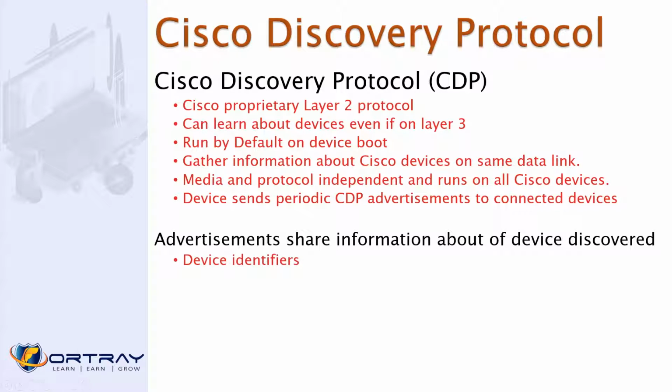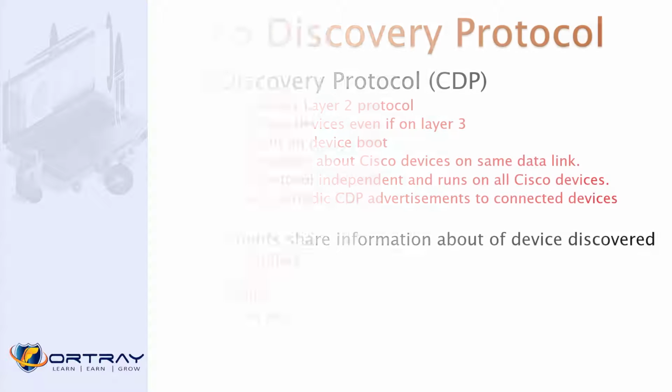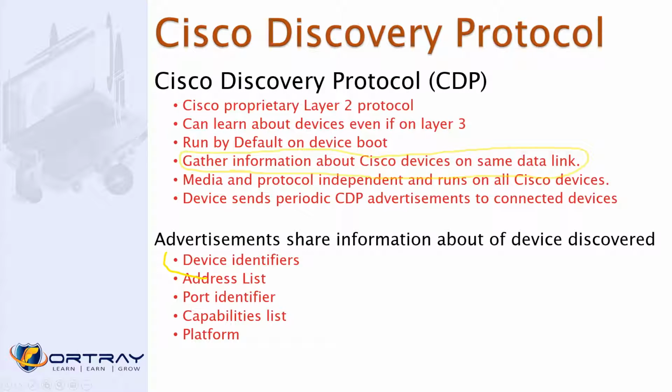The advertisement shares information. So what kind of information do we actually discover from the neighboring devices? Device identifier, address list, port identifier, capability list, and platform. These are all the information it discovers from the other side.